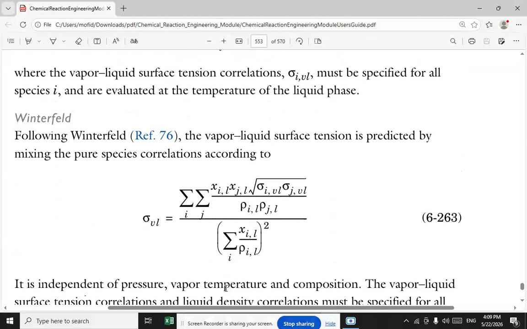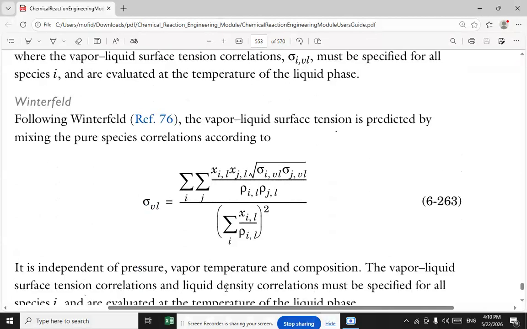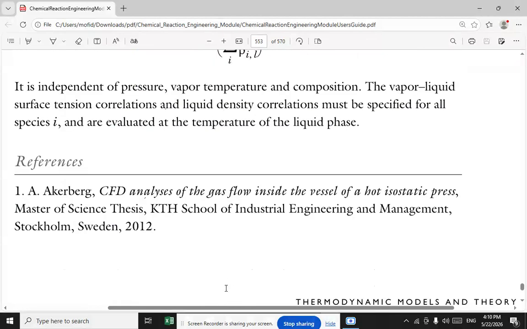Winterfield. Following Winterfield reference 76, the vapor-liquid surface tension is predicted by mixing the pure species correlations according to this formulation. It is independent of pressure, vapor temperature, and composition. The vapor-liquid surface tension correlations and liquid density correlations must be specified for all species i and are evaluated at the temperature of the liquid phase.